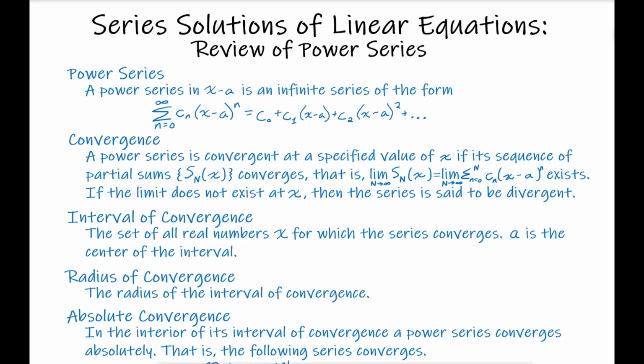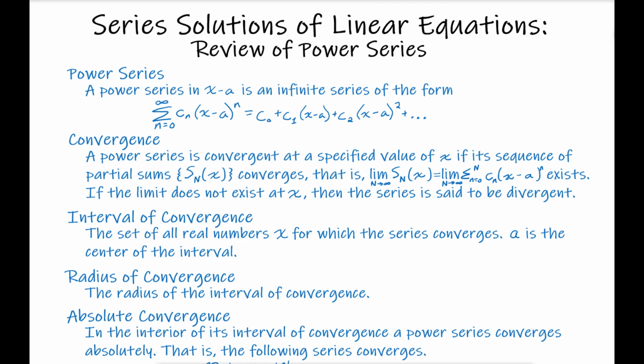So a power series in x minus a is an infinite series of the form the sum from n equals 0 to infinity of c sub n times the quantity x minus a to the nth power. And if we write out the terms of that sum, we'll substitute in 0 first, so we'll get c sub 0 times the quantity x minus a to the 0 power. Well, anything raised to the 0 power is simply 1, so our first term is c0.